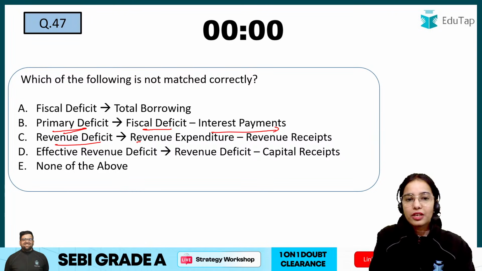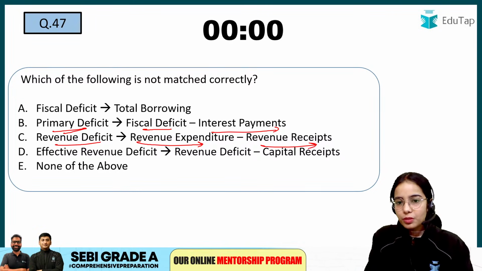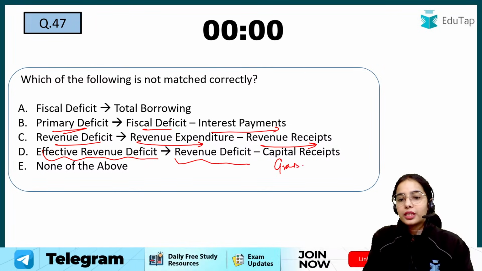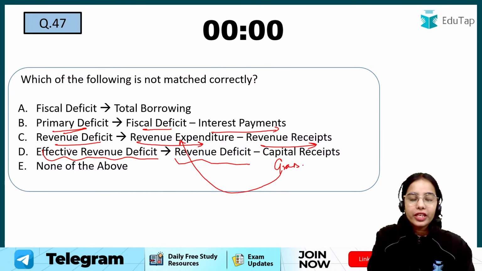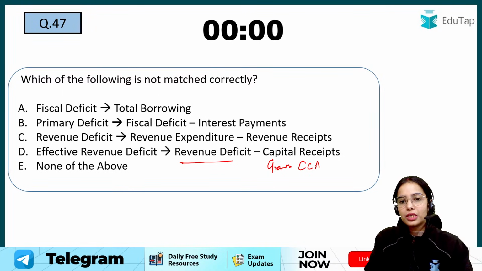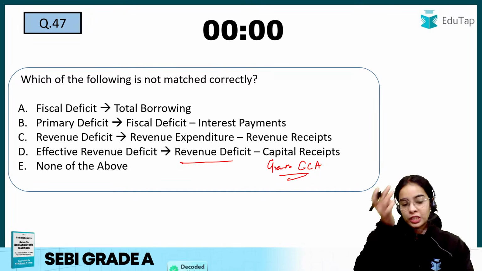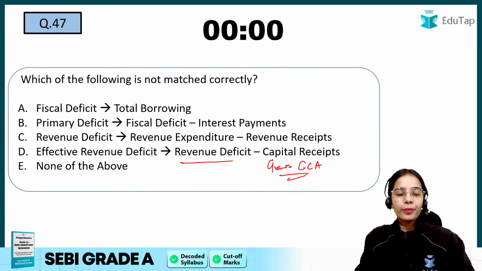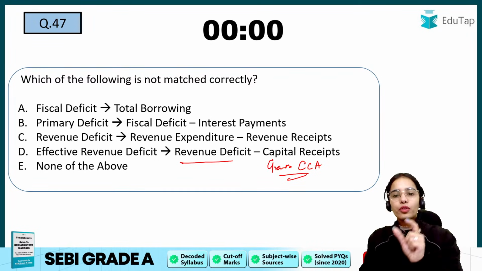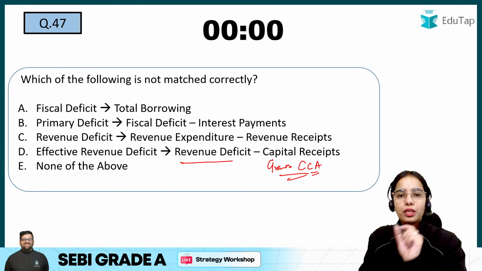Revenue deficit is revenue expenditure minus revenue receipts of the government. Effective revenue deficit is revenue deficit minus grants that come, because grants are a part of revenue expenditure. So effective revenue deficit is revenue deficit minus grants used for the creation of capital assets. Got it?